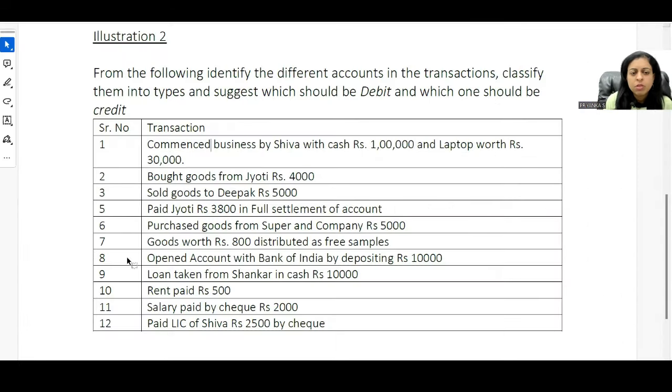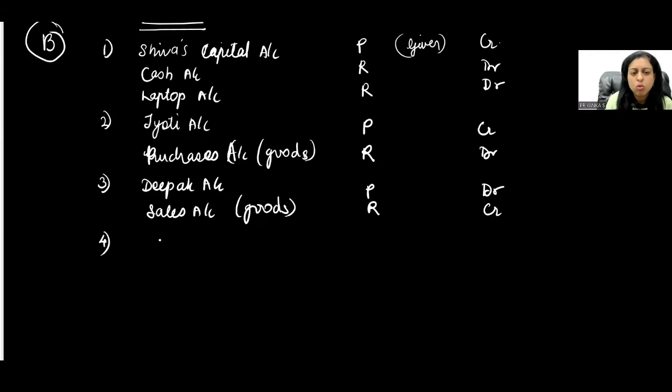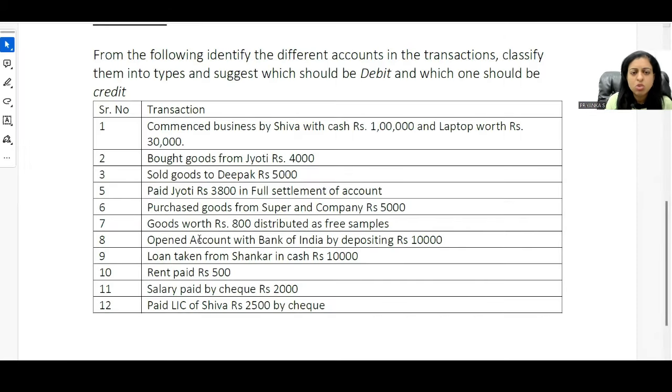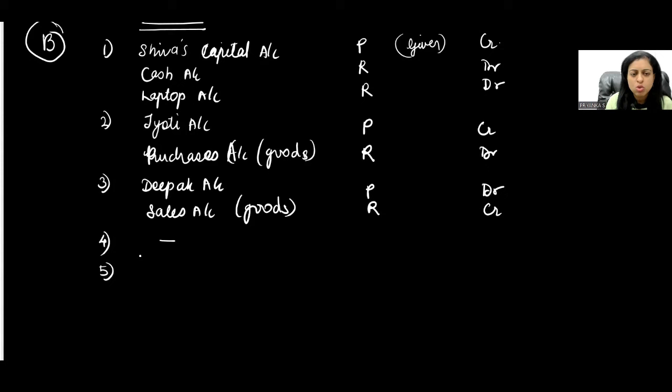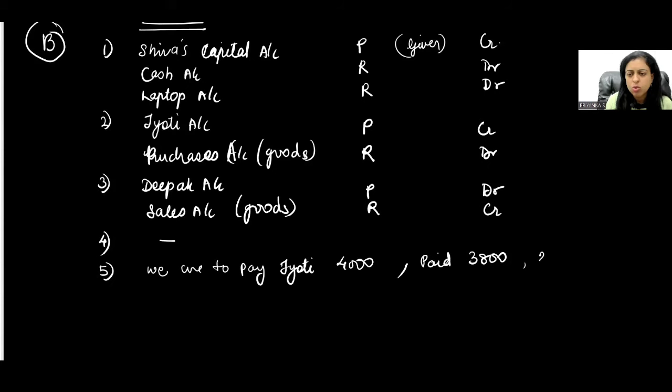Fourth one now. Fourth, we don't have any transaction given. So the fifth serial number we take. Fifth serial number is what? Paid Jyoti 3,800 in full settlement of account. Now see, watch this transaction. Jyoti has supplied goods to us at 4,000. So we are supposed to pay Jyoti 4,000. And we paid how much? 3,800. What is this 200 now? This 200 will be treated as a discount.